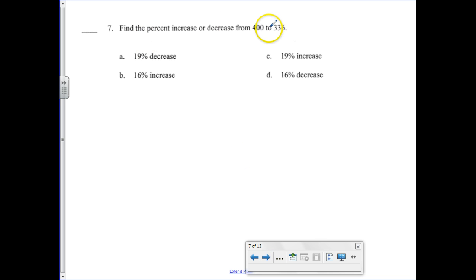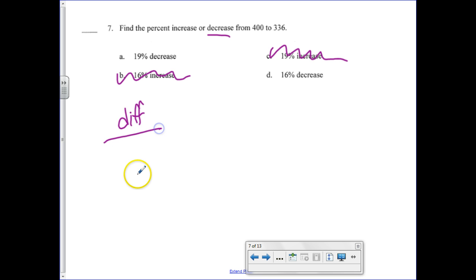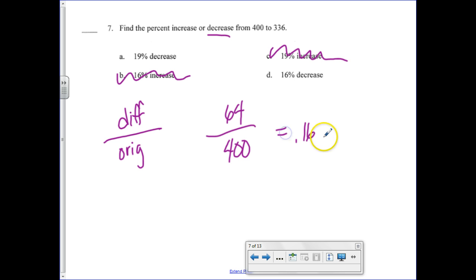Okay, find the percent increase or decrease from 400 to 336. First of all, it's going down, so it's got to be a decrease. Get those two options out of there. Figure out how much did it change. In other words, find the difference, and then we always divide it by the original or the starting value. My decrease was 64. My original number is 400. Go ahead, grab your calculator and convert that. You get as a decimal 0.16 or 16 hundredths, which is 16% as a decimal. That should be D.